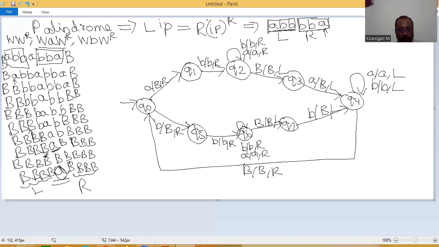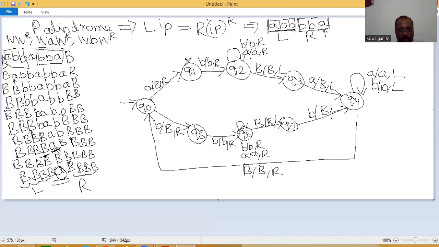Now you will be having this blank. Now blank is mentioned as blank and moving to the right hand side. Again, it will point to this A. So now replace this A with blank, and move to right hand side.